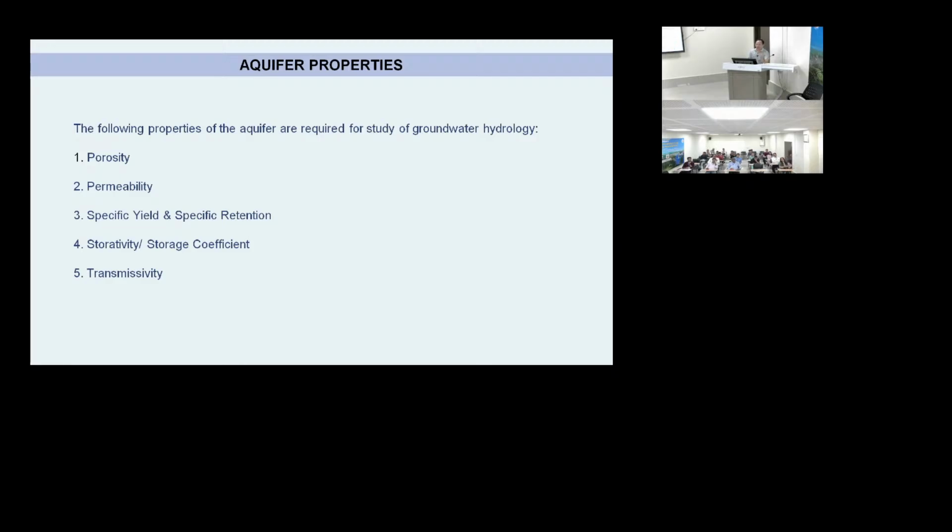So going to the next, that is the aquifer properties. To know the aquifer system, we have to know the aquifer properties. The aquifer properties comprise porosity, permeability, specific yield, and specific retention, storativity, storage coefficient, and transmissivity. So we will go one by one just to show you the basic things.